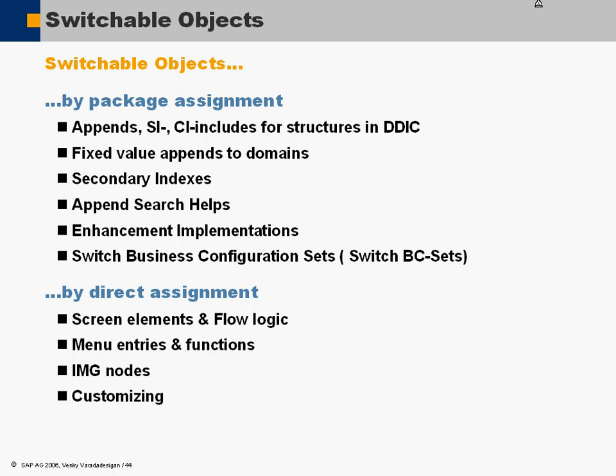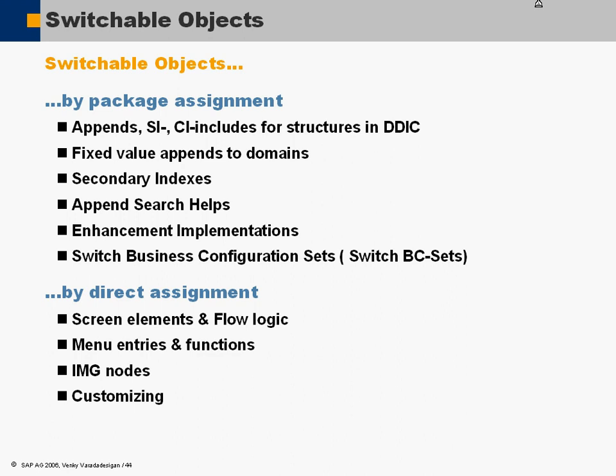Switchable objects: we have something called a switch, and if the switch is active, the corresponding repository object will be active. If the switch is not active, the corresponding repository object is as good as non-existent. So the switch can be controlled in two ways. One is called package assignment. The switch can be assigned to a package, and then whatever is associated to the package, the following items, could be active or inactive. And on the other hand, the switch can be used to control directly certain repository objects, and this is called direct assignment.